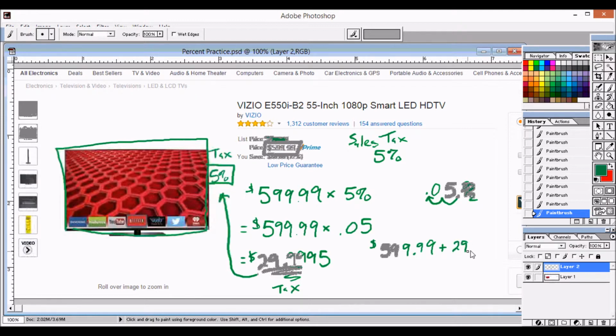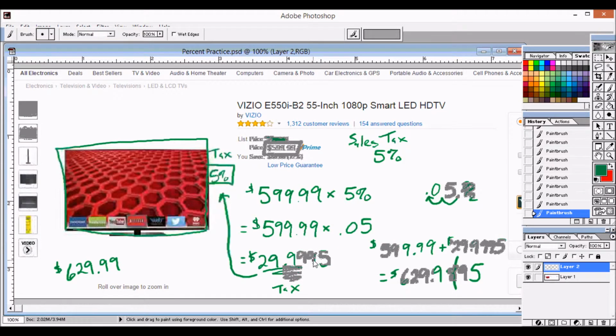$599.99 plus $29 and all this weird decimal here. I'm just trying to be real precise if I can. So when I add those two together, I get $629.9895. So in reality, Amazon's probably going to round it up. They'll just stop it at the hundredths place, so they'll really end up charging me $629.99. And that's assuming I don't add anything else to my cart. So this is just the television with the sales tax.